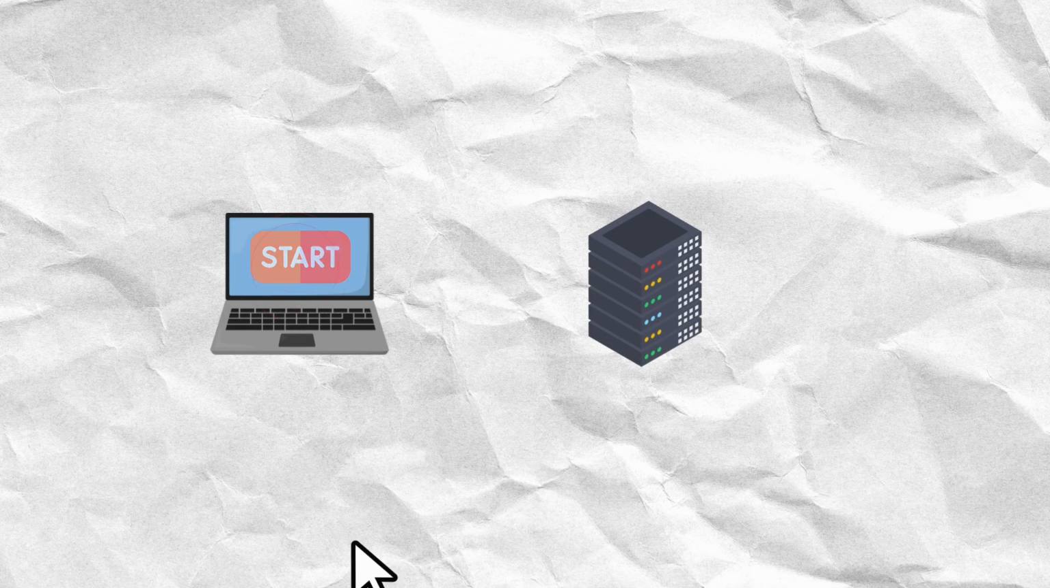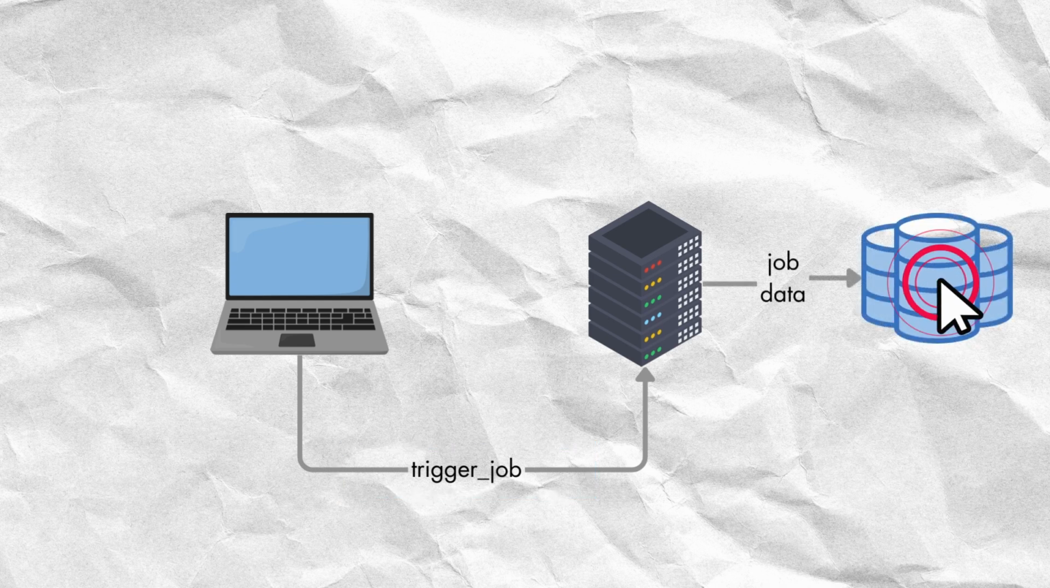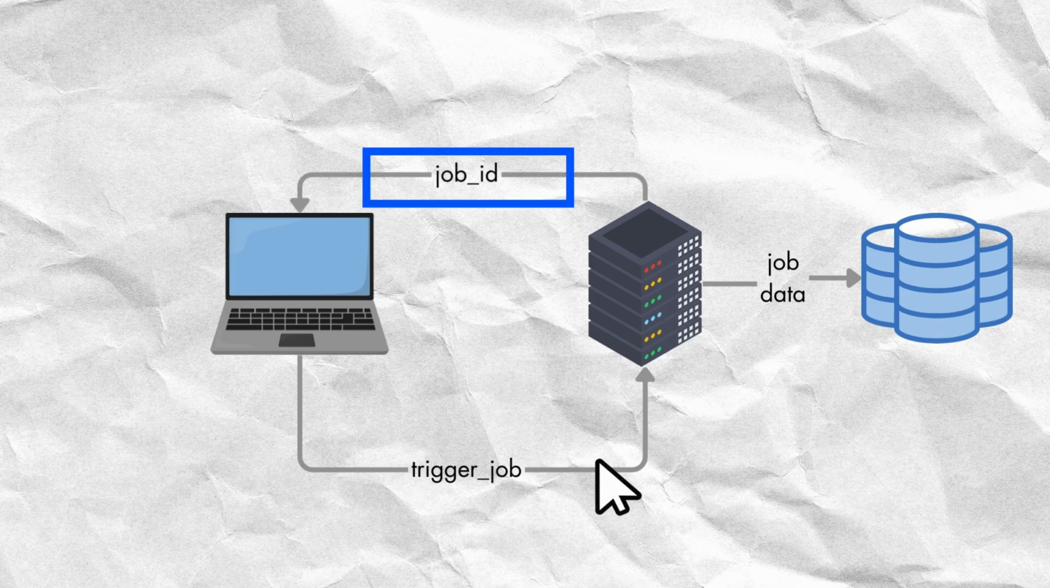Once this has been defined by the user, they can click a button to trigger the processing of their uploaded video file through an endpoint called trigger job. This endpoint will store information about this processing task as a job into an SQL database and will return a job ID back to the user's client.